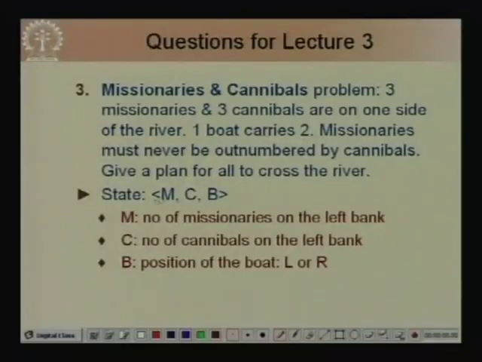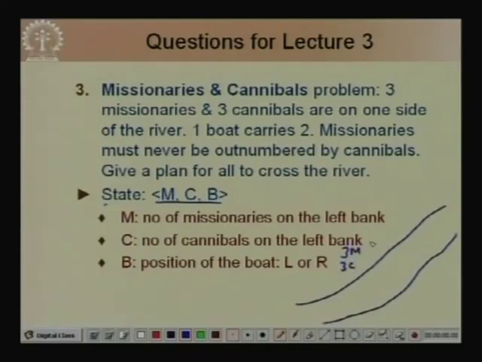Now, one way of representing a state is by a three tuple, where we represent (M, C, B). M is the number of missionaries on the left bank. This is a river which the missionaries are trying to cross. Initially, we have three missionaries and three cannibals on the left side of the river. This is the left side and this is the right side. And we have one boat. This boat is initially on the left side and can carry two people.